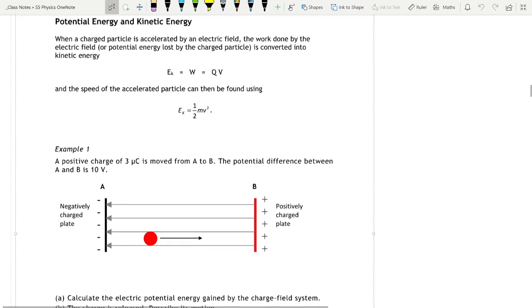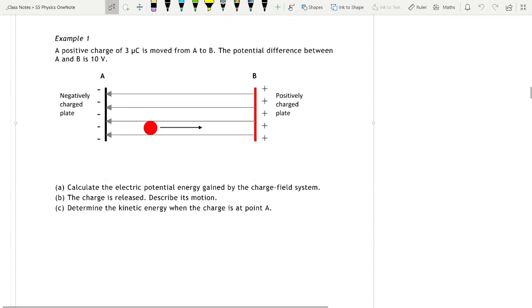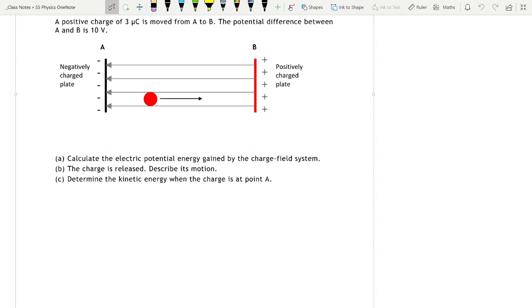So, example 1. We've got a positive charge of 3 microcoulombs moved from A to B. The potential difference between A and B is 10 volts. Part A says calculate the electric potential energy gained by the charge field system. So basically that means the potential energy gained is equal to the work done moving that charge from A to B. Okay? And remember, the work done is the charge times the voltage.